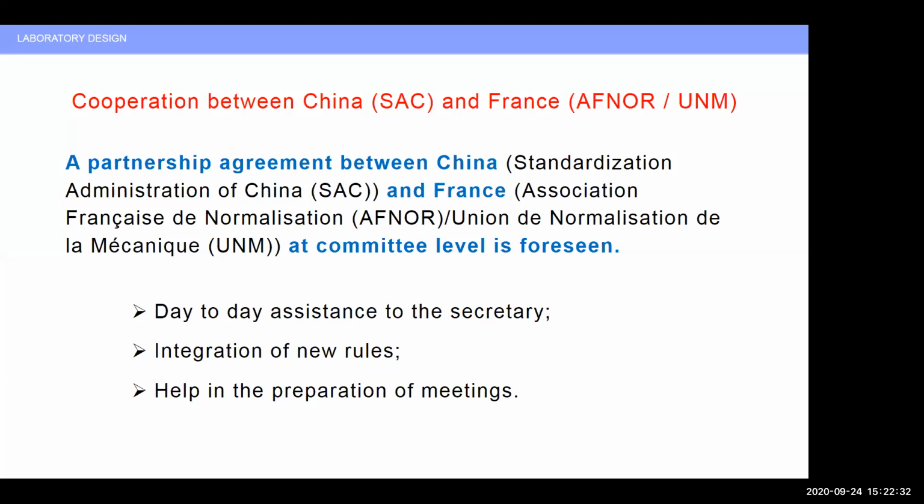this information. The second item concerns the integration of new rules. The standardization activity is stable, but rules always evolve. It's important to always have in mind what the new items are to implement them for the Committee on Laboratory Design. So we would like to use the information that we get as manager of committees already to be shared with the technical committee manager. And as a third point, we will help in the preparation of meetings, so the preparation of the agendas, but also helping in the writing of the resolutions and all the activity around the meetings themselves.